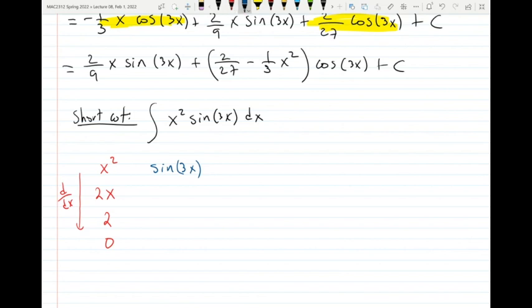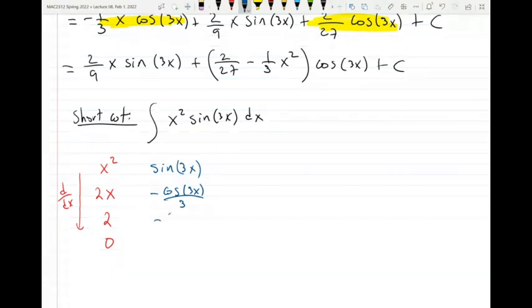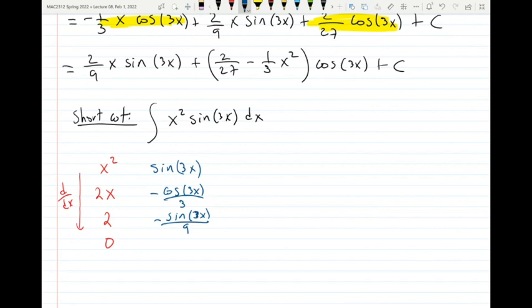And now the other column, I'm going to integrate. Okay, so integral of sine of 3x is negative cosine of 3x over 3. Integral, and let's keep going. Integral of negative cosine of 3x over 3 is negative sine of 3x over 9, because there is a 3 from before. And then integral again, cosine of 3x over 27. And now here is what we do.